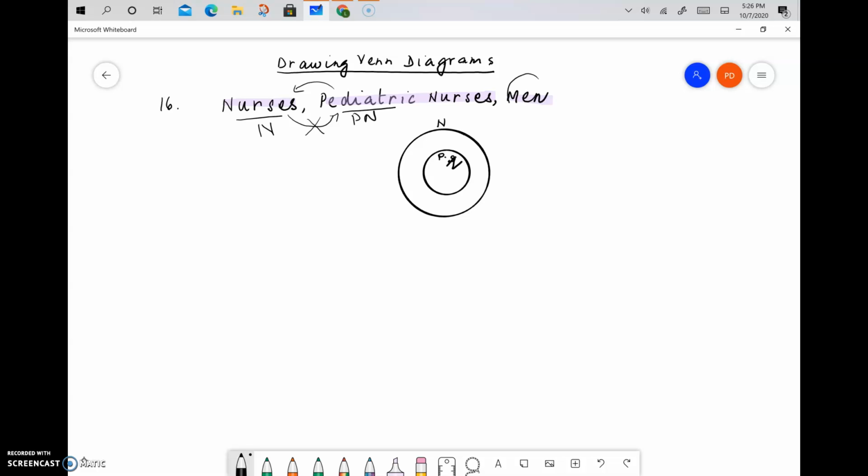Now let's think about men in general. Now men could be nurses, they could be pediatric nurses, or they could be neither pediatric nurses nor nurses in general. So we need to make sure that our Venn diagram will exhibit all these relationships that we talked about. So let's see if this works.